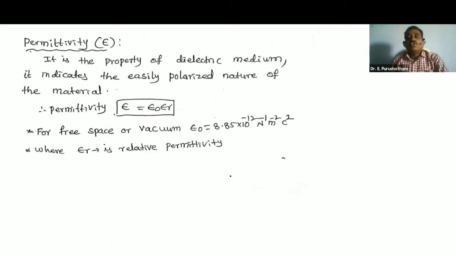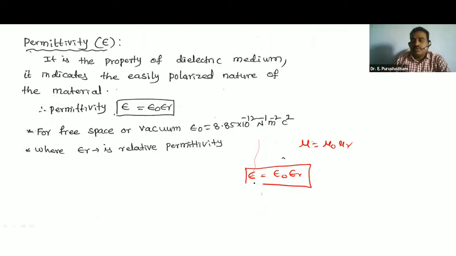Permittivity. You know very well, this is permittivity: epsilon is equal to epsilon naught epsilon r. In magnetic material, mu is equal to mu naught mu r, permeability. Similarly, from this relation, epsilon is equal to the product of the permittivity of free space and the relative permittivity, called absolute permittivity epsilon.